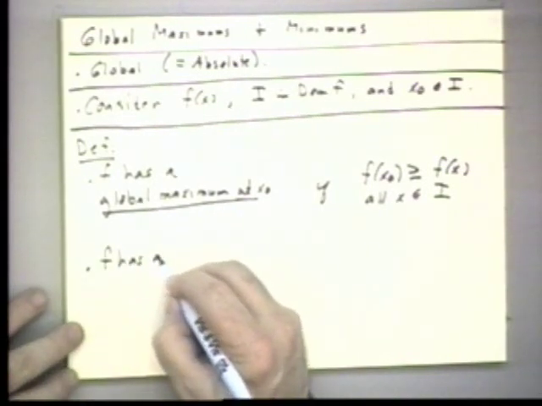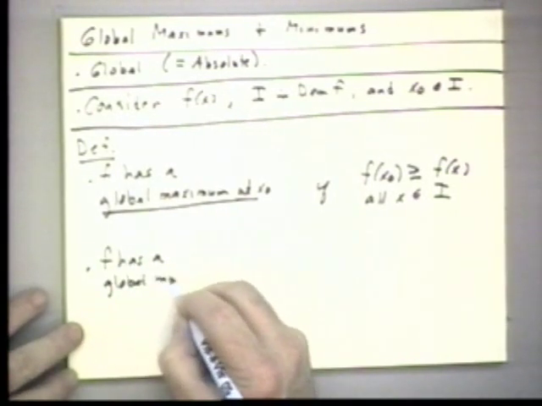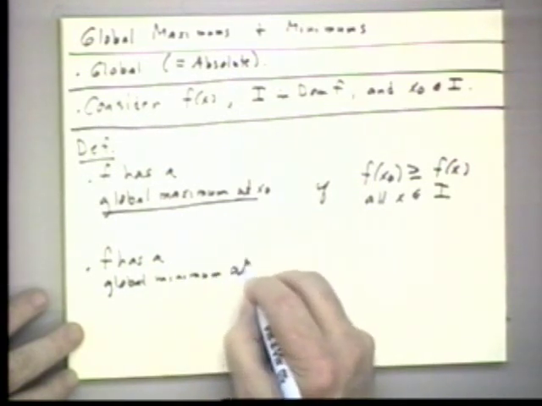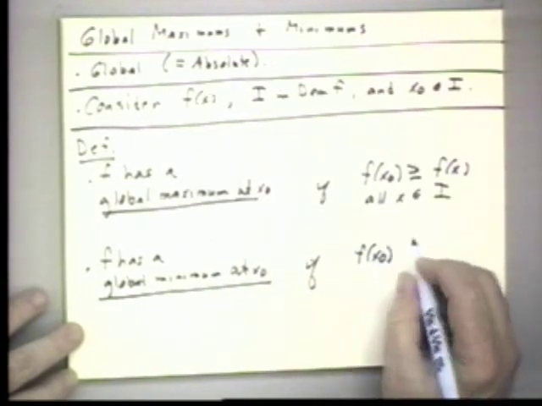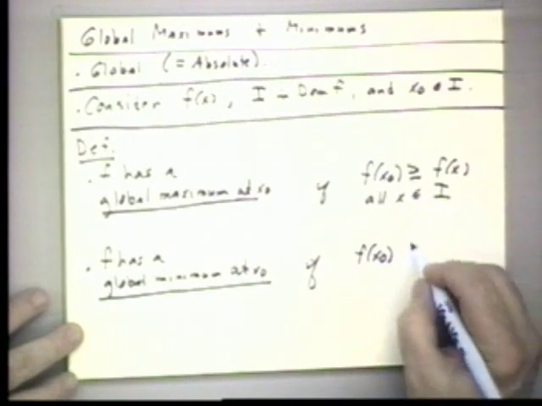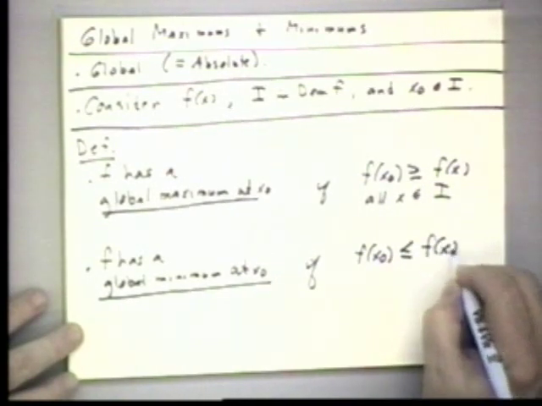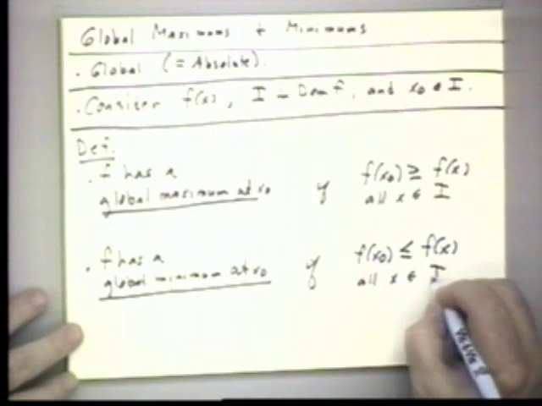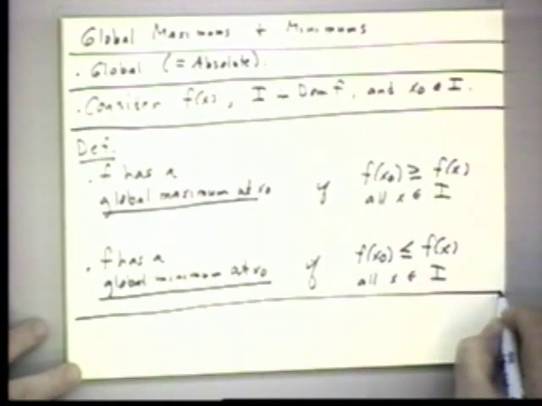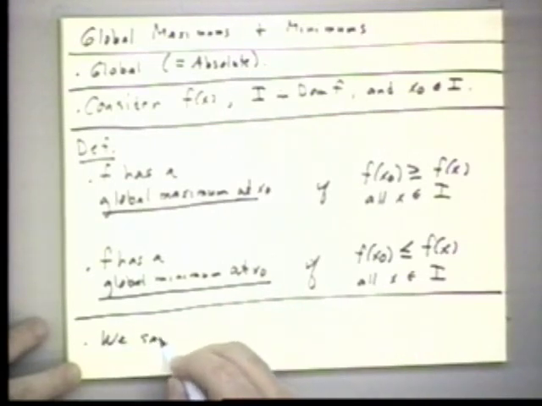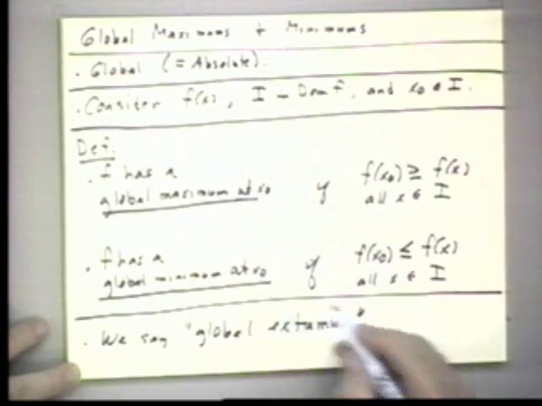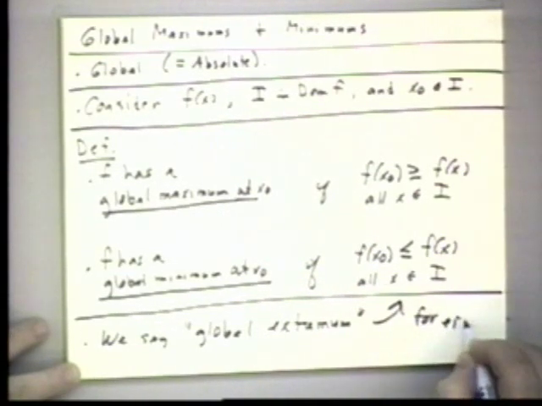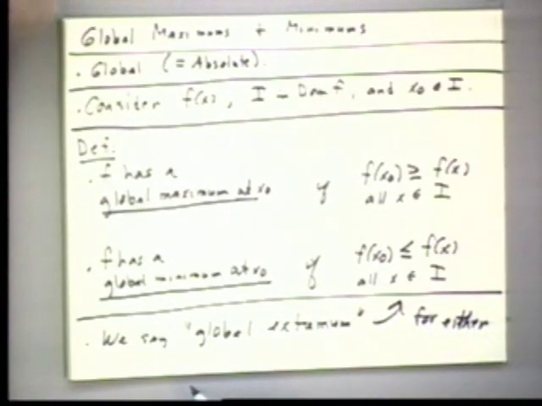If we want to say that f has a global minimum at x naught, then that will happen if when we compute f of x naught, it's not bigger than or equal to everything, it's less than or equal to every other f of x for all the x's in that region I. And just as we did with local extrema, we will say here global extrema, or extremum if we want to talk about either one of these without specifying which one we want to talk about.